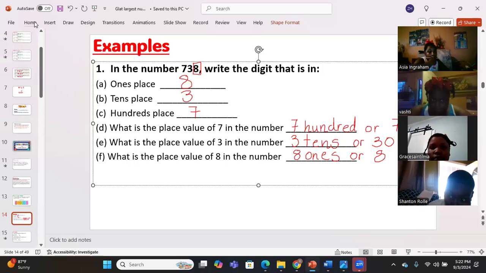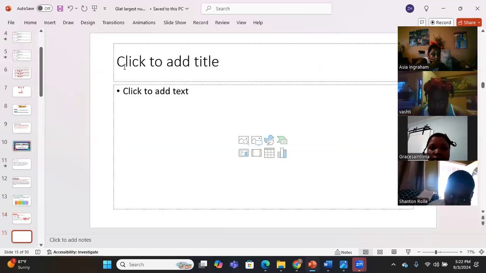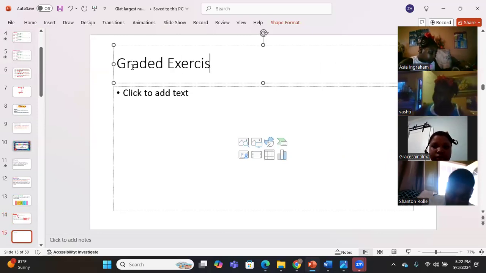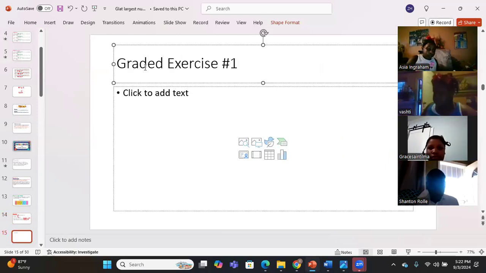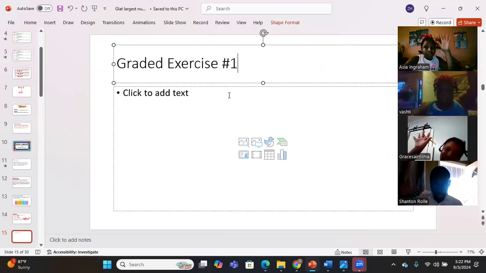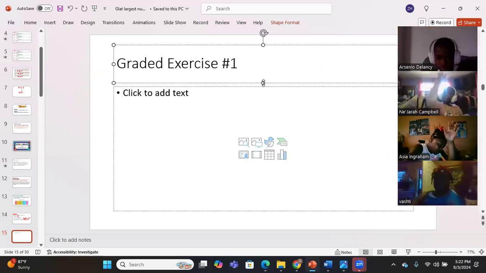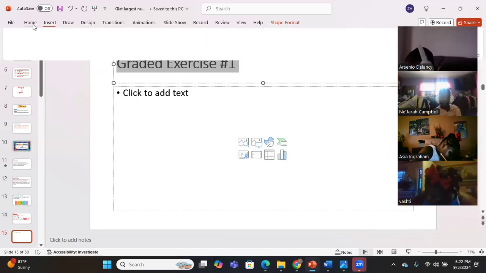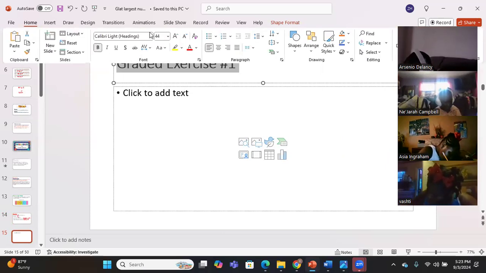Okay. So grade exercise number 1. Write this down for me, please. Grade exercise number 1. How many persons think they can get 100? Raise your hand if you think you're going to get 100 in this. Okay. All right. Let's see. I hope all of you get 100. 100%. Nothing lower. So let's see how it goes.